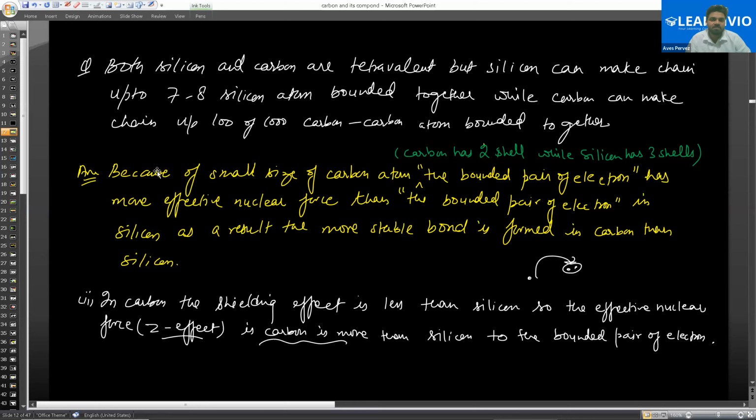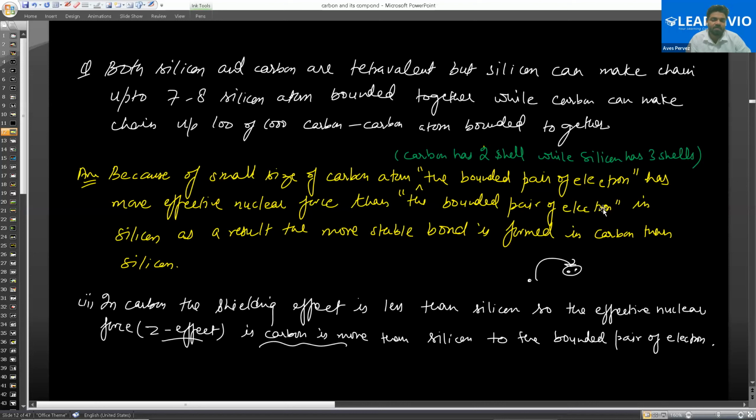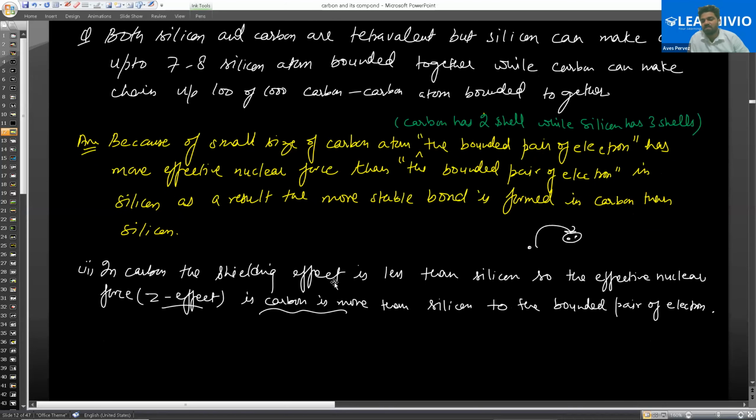So because of the small size, the bonded pair of electrons has more effective nuclear force than the bonded pair of electrons in silicon. As a result, a more stable bond is formed in carbon than in silicon. Okay, note it down. The second reason is that in carbon the shielding effect is less than in silicon, because in silicon there is a good shielding effect. In carbon the shielding effect is poor than silicon.